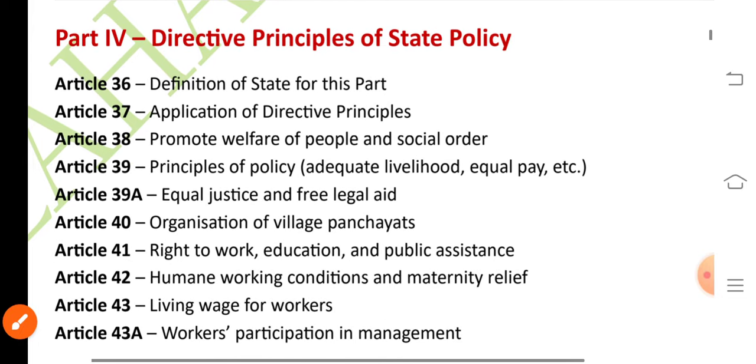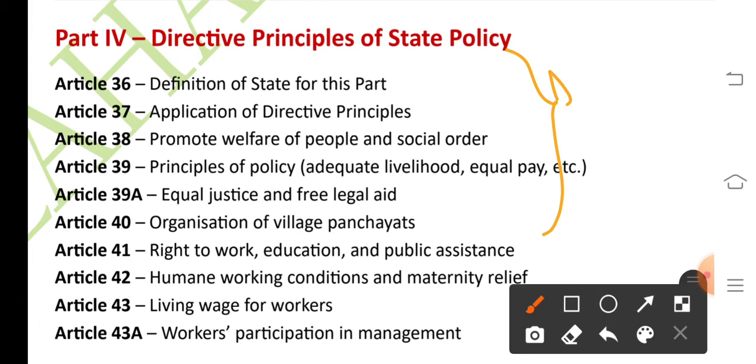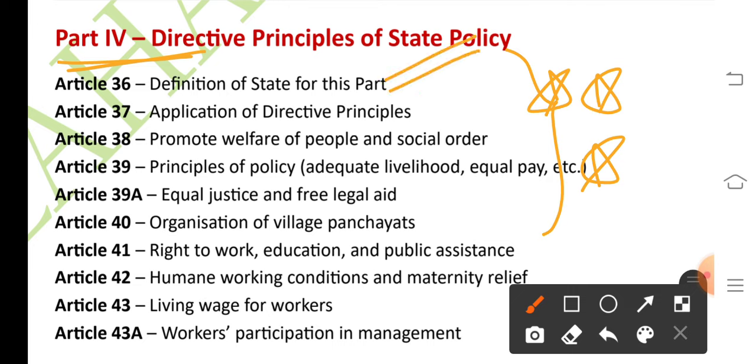Next, part 4, directive principles of state policy. This is also very, very important part. All articles under this part 4 are really important for CGL exam. So Article 36 defines the state similar to Article 12. Same definition of state here. Article 37, application of directive principles.